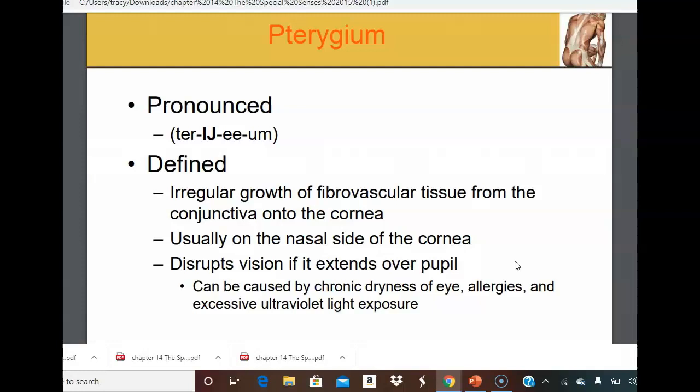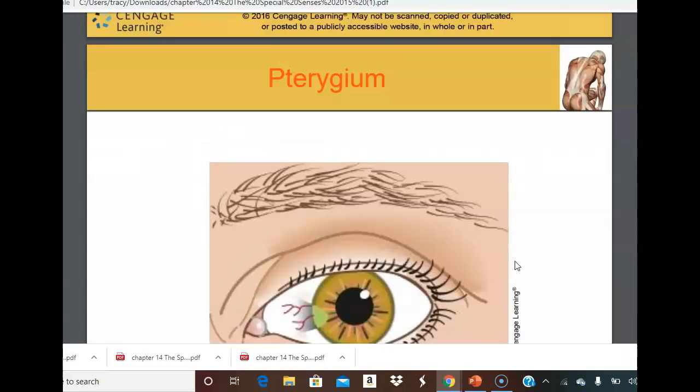But if it does impede the pupil, they'll do some sort of procedure to try to remove some of it so it doesn't affect the vision, okay? Causes can be chronic dry eye, allergies, and sometimes they think even UV light, so people that don't wear sunglasses could be at an increased risk for getting a pterygium. And the P is silent, so it sounds like "terygium."